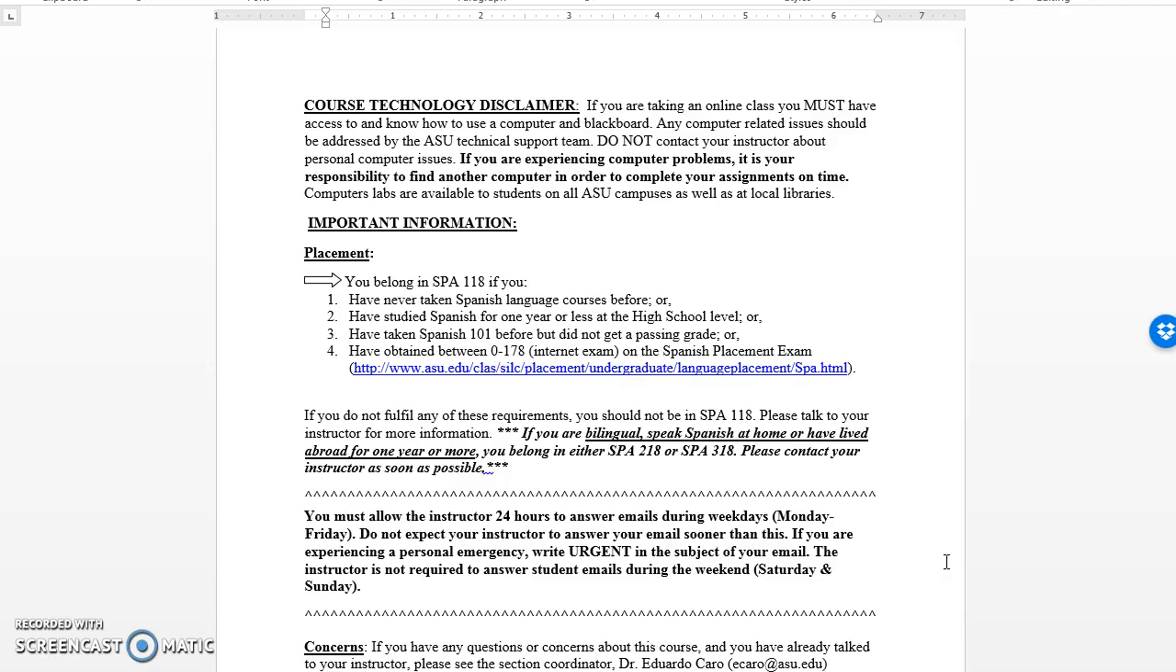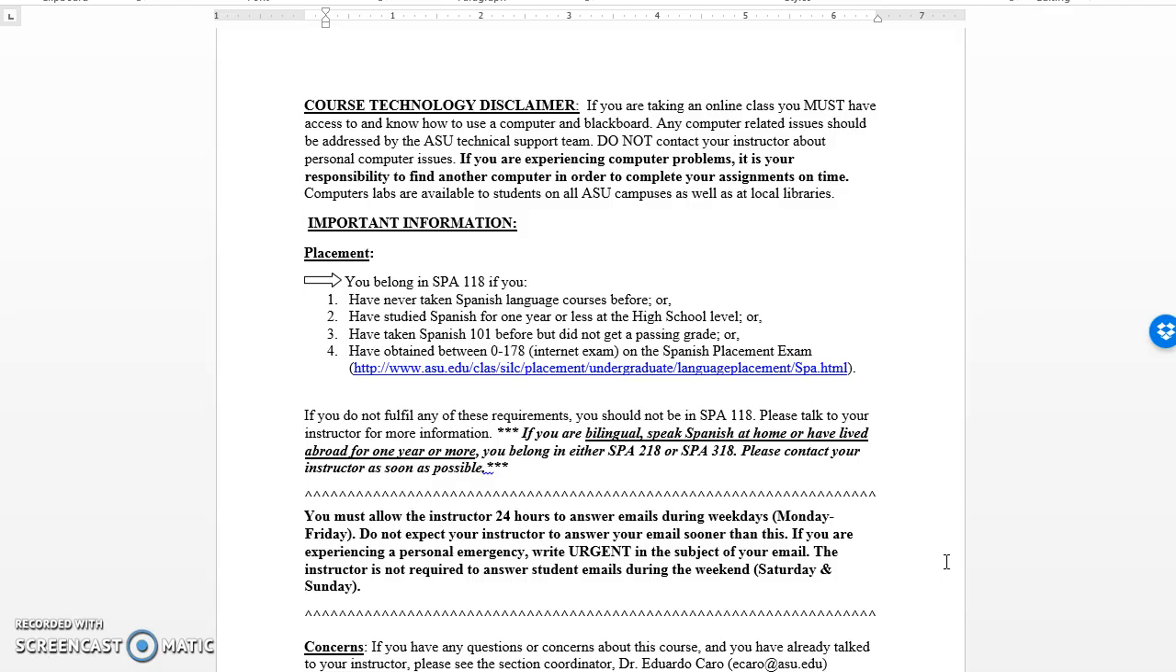Now, important information, I've already talked about how this is a very basic Spanish course. So you belong in this course if, one, you have never taken a Spanish language course before, or two, maybe you've taken a year of high school or less. Perhaps you took a Spanish 101 course in the past and did not pass the course, or you decided to take the online placement exam.